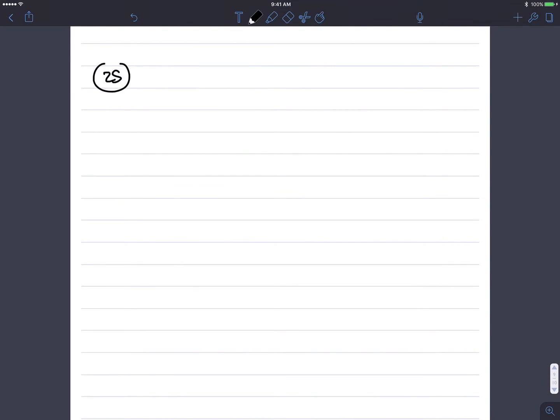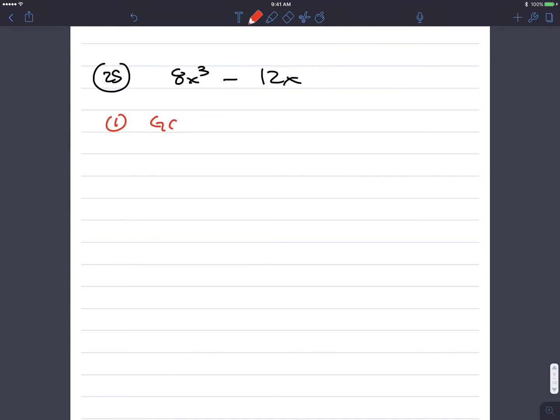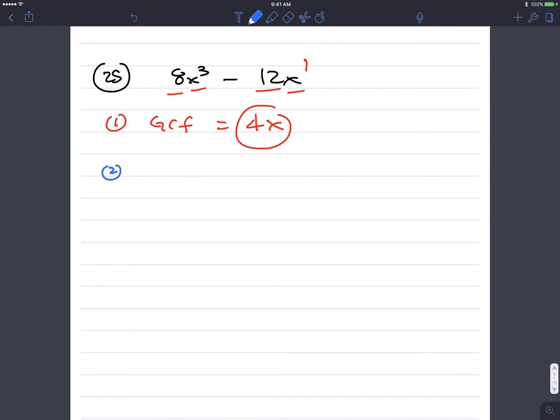So 25, we have 8x cubed minus 12x. So step 1, our GCF. 8 and 12. What's the GCF? 4. Good. X cubed and x to the first power. X to the first power, which is just x. You're right. Step 2, we need the quotient now.